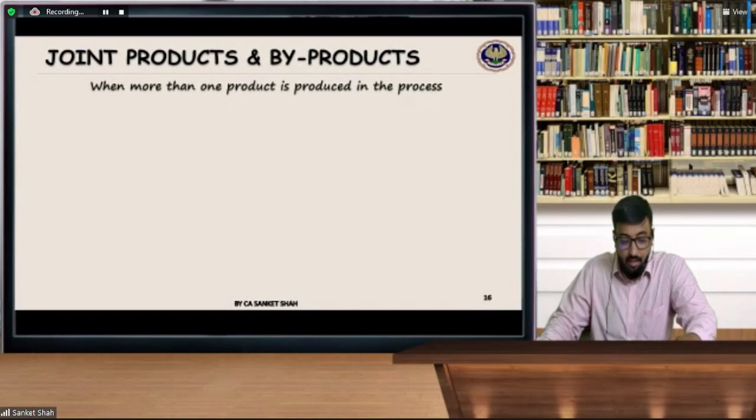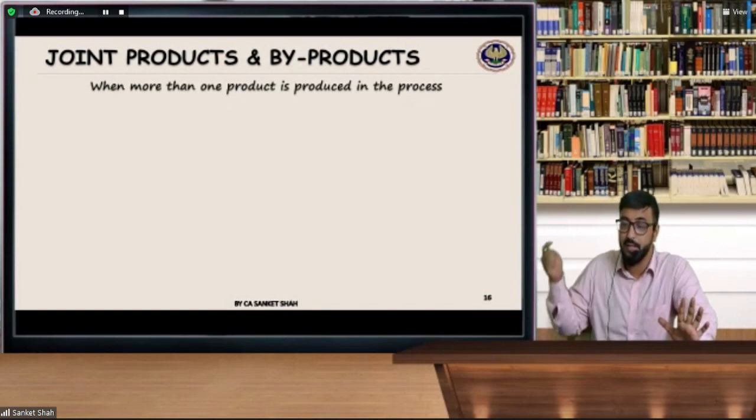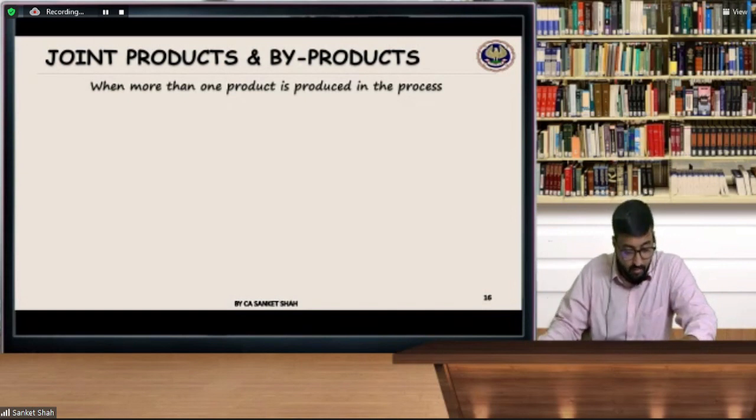Okay, so yes, all these methods are there in your study material. First one is the physical method, the second one is the average cost method, the third one is the survey method, the fourth one is the marginal cost method, and the fifth one is the market value method. In market value you have 3 sub methods, that is at split off, after split off, and NRV method.